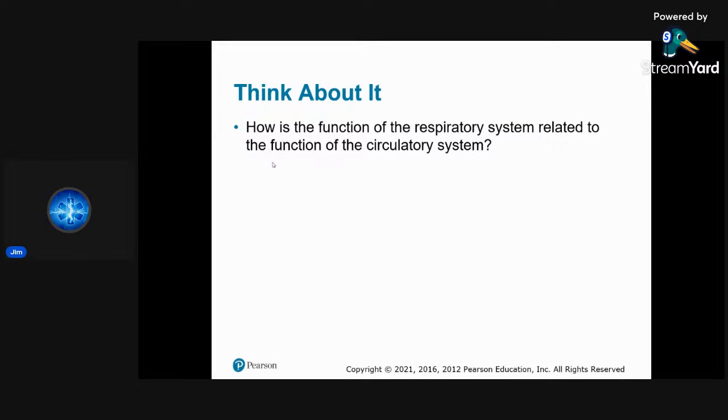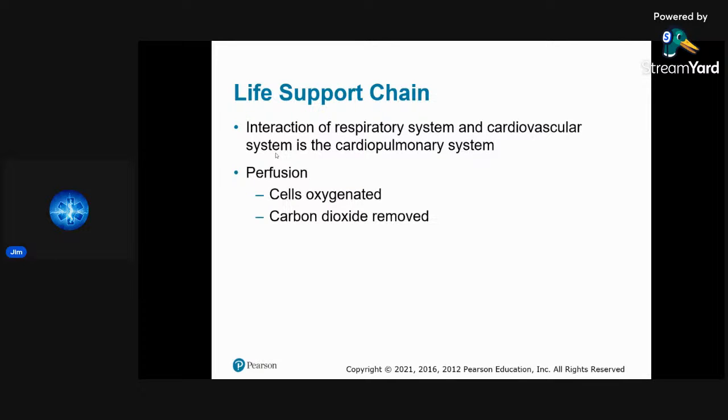How is the function of the respiratory system related to the function of the circulatory system? They're hand in hand, right? Without each other, you wouldn't be here. You need the respiratory system to breathe in air, bring in air, and exhale the waste CO2. And you need the circulatory system to move that oxygen and nutrients throughout the body to the cells. So they work hand in hand. Interaction of life. We just talked about this, right?